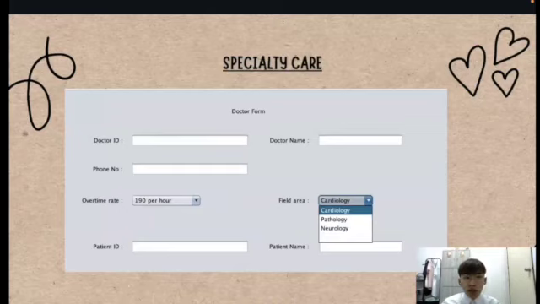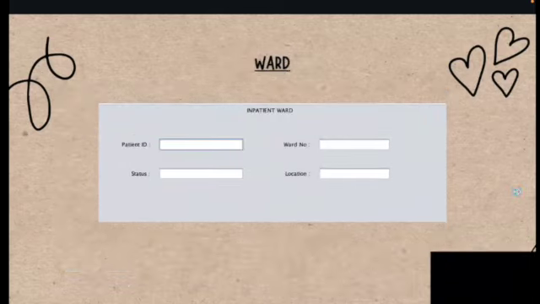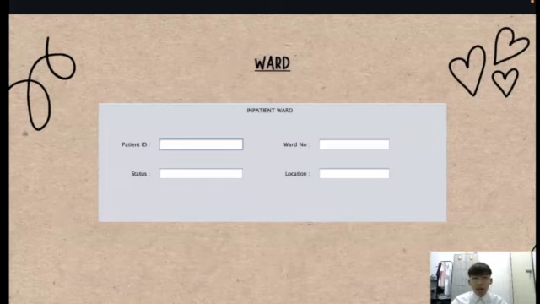Next is the specialty care. There are 3 types of field area that are available for the doctor to choose. Last is the ward form. It consists of 4 fields, which are patient ID, ward number, status, and location.